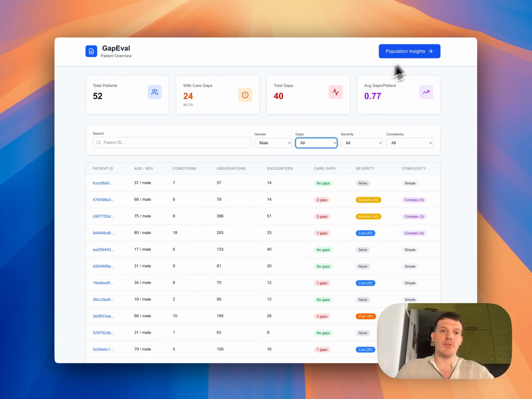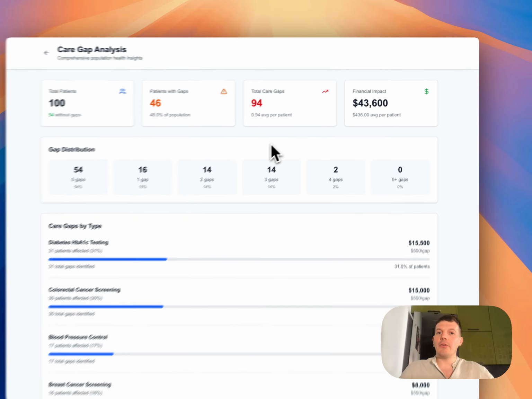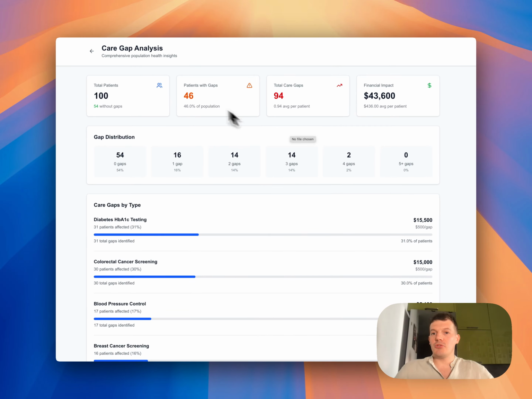Now let's go to the population insight. So here you can see the financial impact, total patients with gaps, number of care gaps, and dollar value. This helps prioritize which patient groups need attention first. Here you can see the distribution, how many patients have multiple gaps and which types of gaps are the most common.